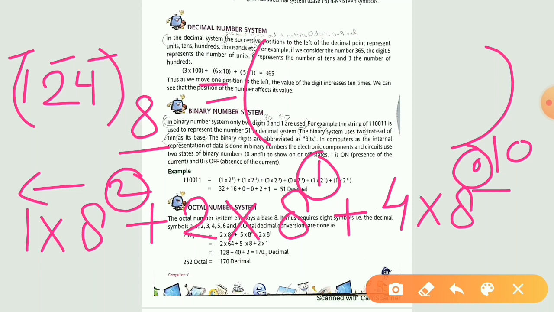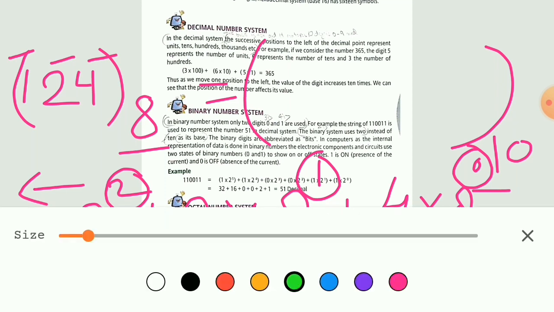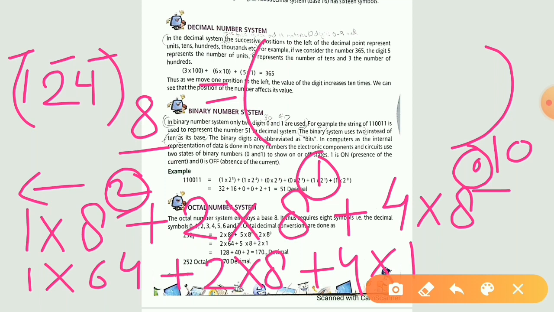Now do this basic calculation using the BODMAS rule. Firstly, we are going to open these powers. So 1 multiplied by 64, plus 2 multiplied by 8, plus 4 multiplied by 8 to the power 0, which is 1. Now students, I'm changing the color. Let us do the calculation in the upper part. 1 multiplied by 64 gives you 64, plus 2 multiplied by 8 gives you 16, and plus 4 multiplied by 1 gives you 4. Now let us add all those. What will you be getting?